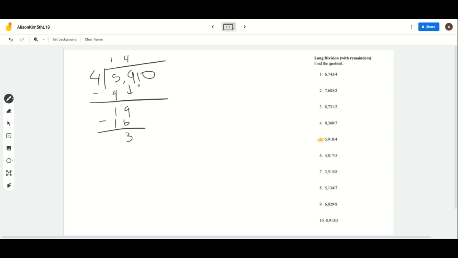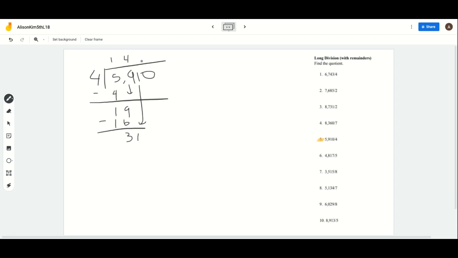And then we're going to bring down the 1. We're going to bring down the 1 right there. Now, we know that 4 times 5 equals 20, so let's try 4 times 6. 4 times 6 equals 24. Okay, we can go a little bit higher. 4 times 7 equals 28. Okay, let's try one more.